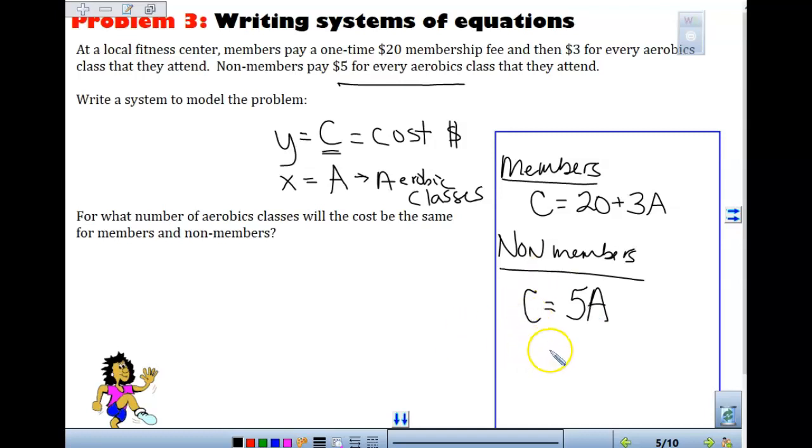We are not gonna solve this. Would this one be hard to solve also, if you were looking at it? No, you would replace this C, right, with 5A. You would have said, oh, 5A equals 20 plus 3A. Put all your A's on one side and it's not that hard to solve, okay? We're not gonna do that right now.